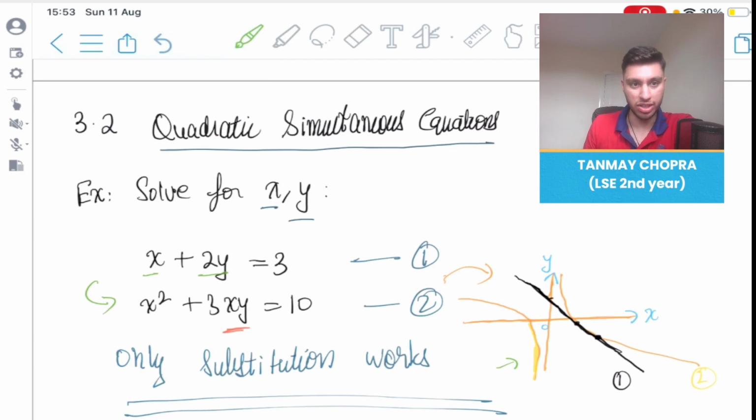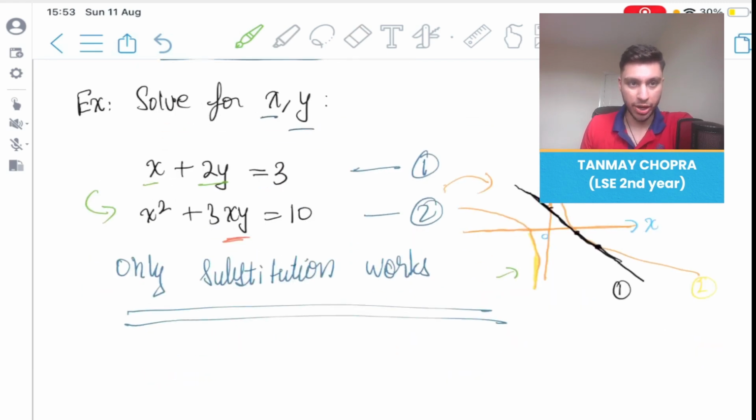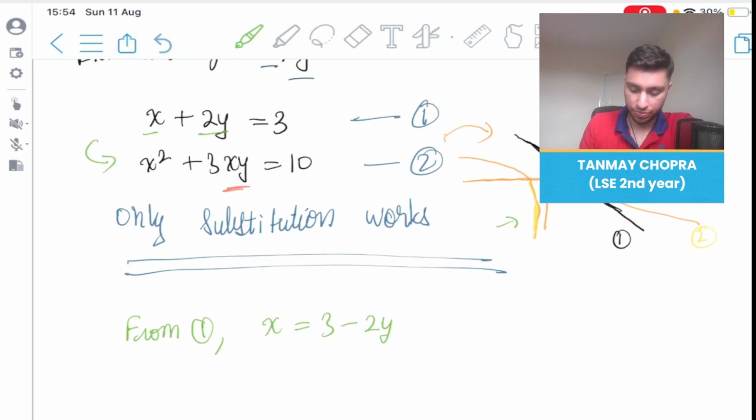So I'm going to do this one with you right now. What am I going to do? I think it's easier to make x the subject. So I'm going to say from 1, and you don't need to write this formally, but I would, from 1, x equals 3 minus 2y. That's explanatory. And I'll just plug it into 2. What do we get? We get 3 minus 2y whole squared plus 3 times 3 minus 2y times y equals 10.